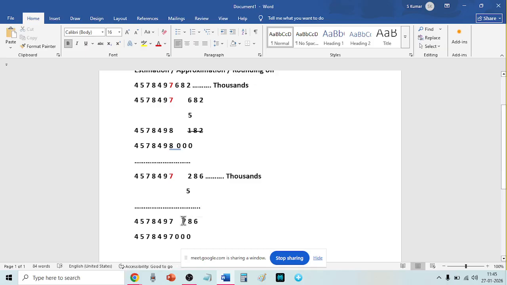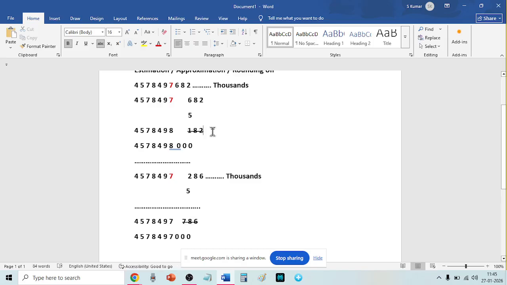So again you can see why you got this one. Why the difference you are getting? Because here, 182 is less than 500, half of 1000. 1000 means take half of 1000, 500. 182 is less than 500 and 786 is more than 500.